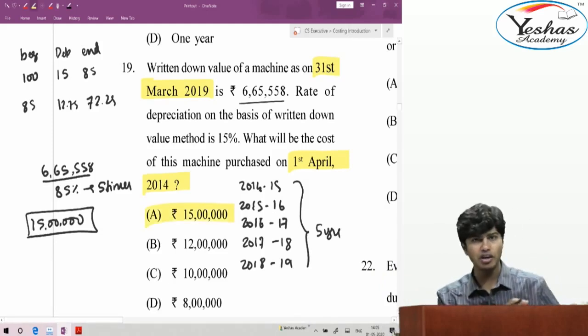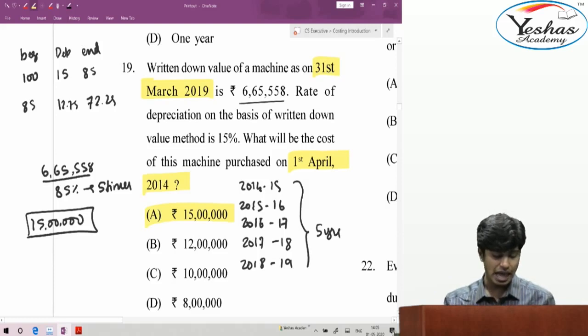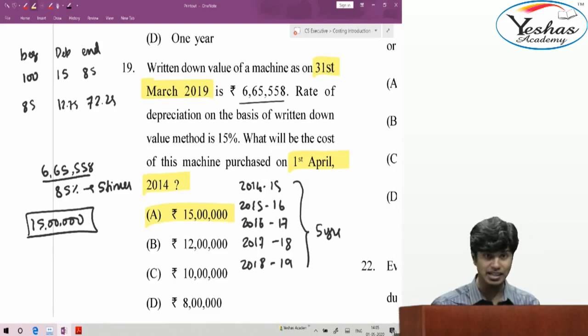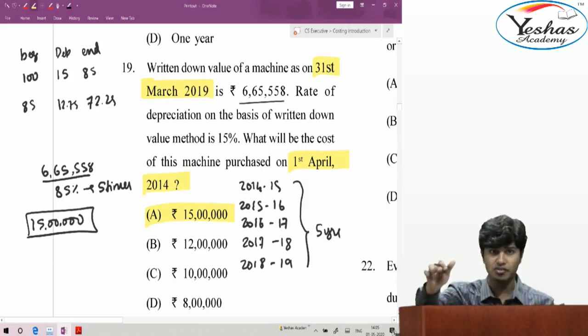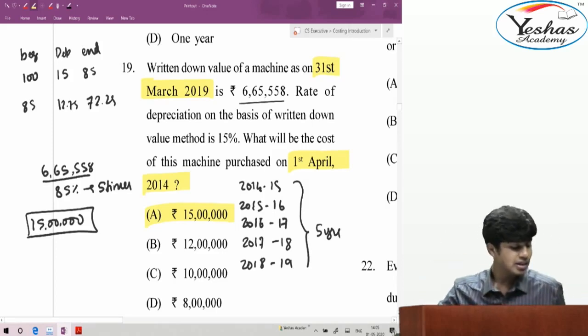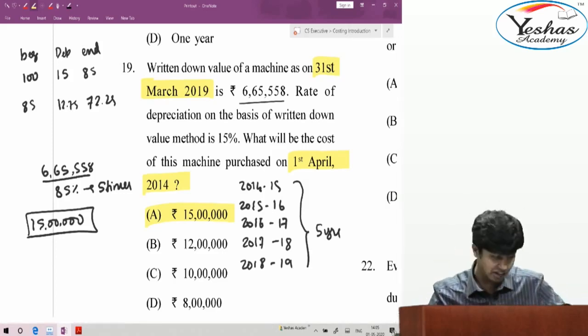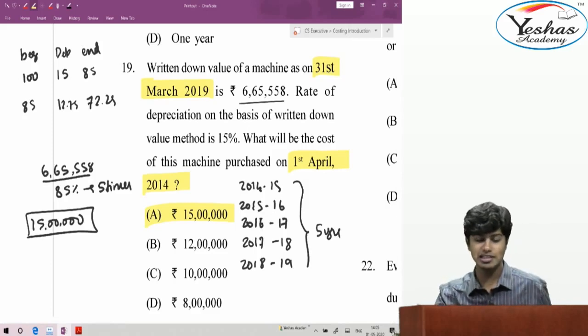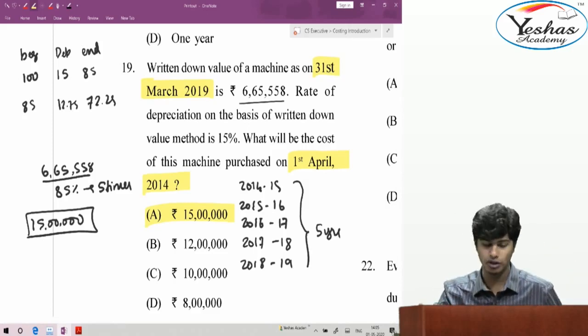If you want, you can do verification. You can take 15 lakh, subtract 15% once. You will get 12 lakh 75,000. 1 year depreciation done. Minus 15% once again, 10 lakh 83,750. Second year depreciation done. Again do minus 15%, 9 lakh 21,187. Again do minus 15%, you will get 7 lakh 83,000. Again do minus 15%. Fifth year when you charge the depreciation, the value will come to 6 lakh 65,557. That is the value after fifth year, 6,65,558 rounded off. So the answer is option A for question number 19.